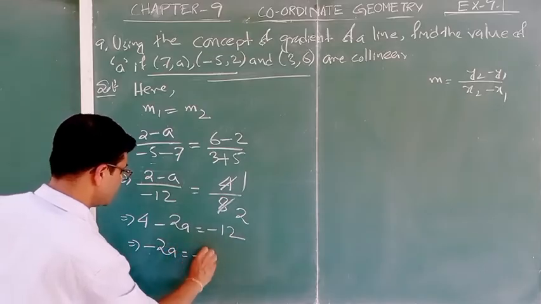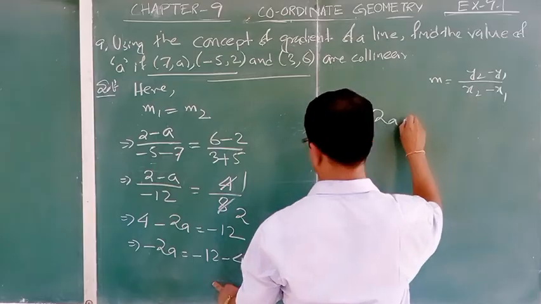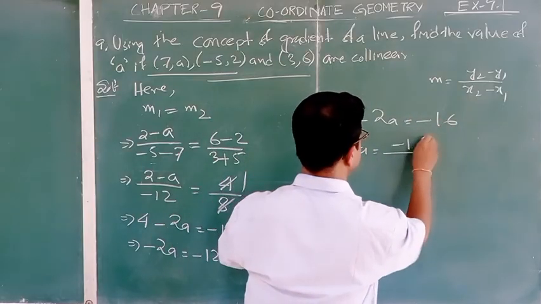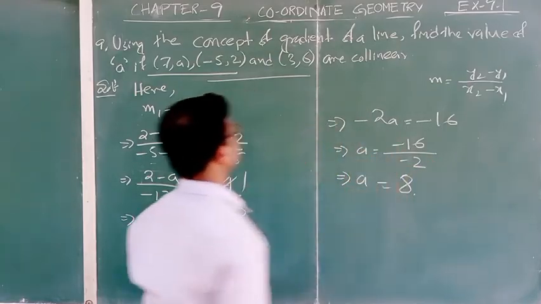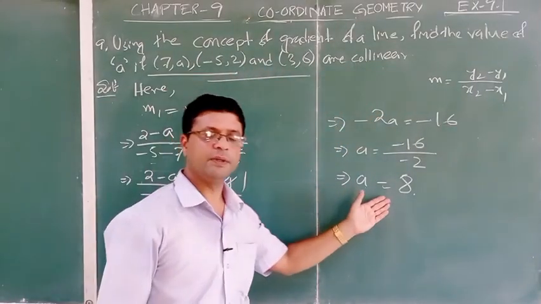Twice a minus 12 minus 4. So this is minus twice a minus 16. So a is how much? Minus 16 by minus 2. So thus we found that a is equal to 8. This was the question: using the concept of the gradient, find the value of a. So thus we have found a equal to 8.